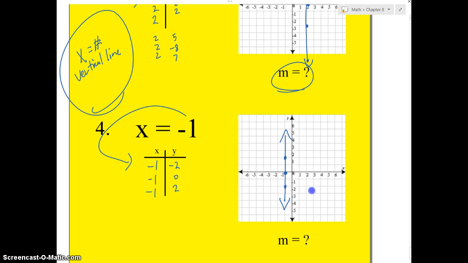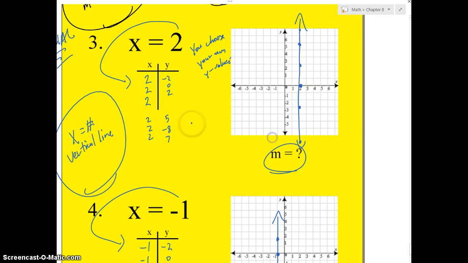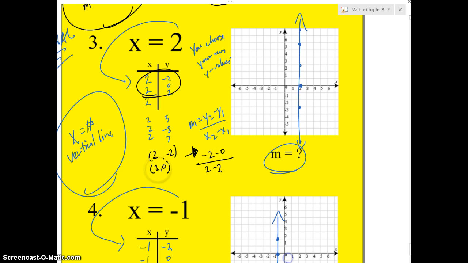Now, what are we going to do about our slope? Well, again, our slope formula is y2 minus y1, the difference in the y's over the difference in the x's. So let's choose an ordered pair. We'll choose those. So we'll say 2, negative 2, and 2, 0. And let's plug them into the formula here. So I subtract my y's, so negative 2 minus 0 over my x's. And notice that my x's are always going to be the same because they're all 2.